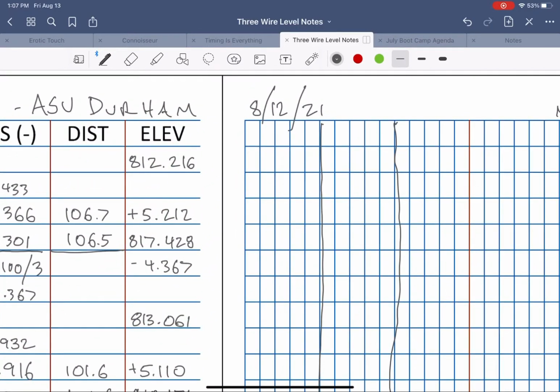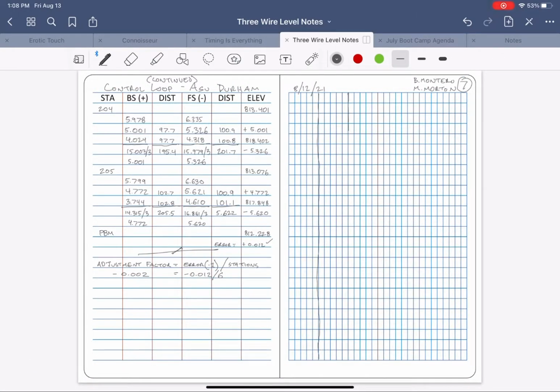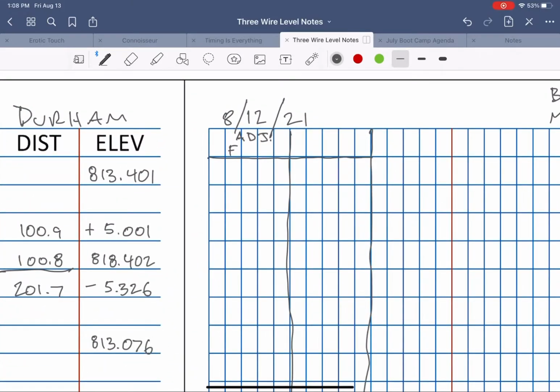Let's go ahead and create a couple more columns where we can perform our math. Now I'm calling this first column adjustment factor just to prove a point, but we are going to change this in a minute. Okay, and then we've got our adjusted elevation. I'm going to create the columns on the next sheet as well. Adjustment factor and adjusted elevation.